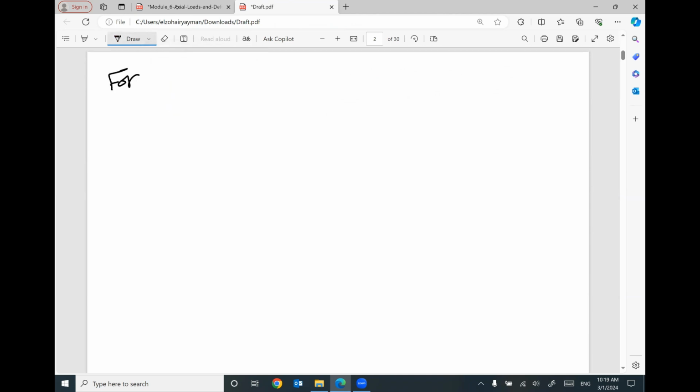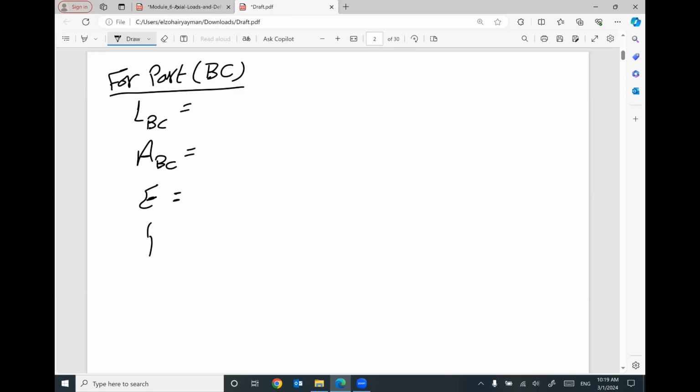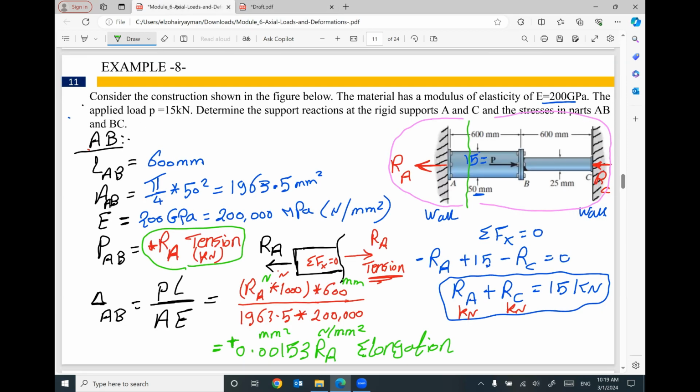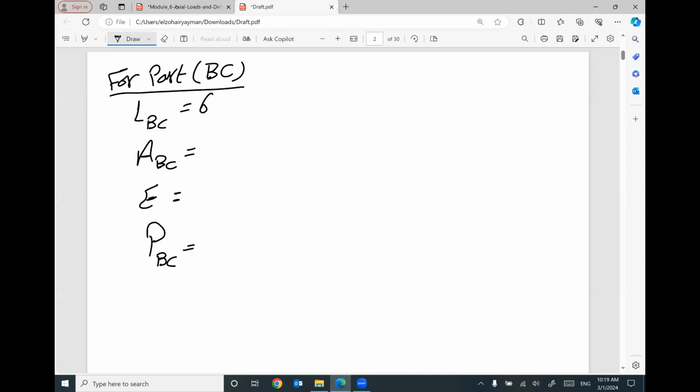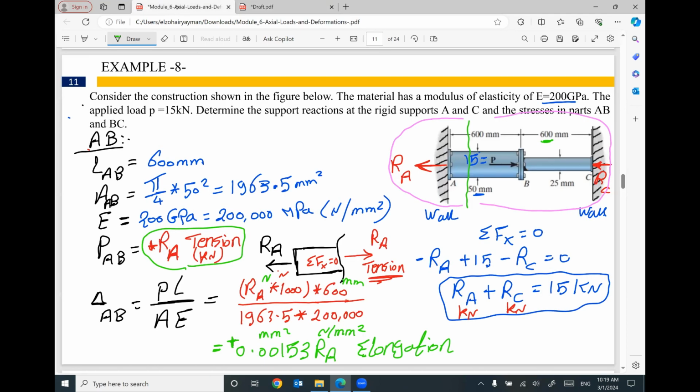For part BC, what is the length of part BC? What is the cross-section area of part BC? What is the Young's modulus of part BC? What is the applied force in part BC? The length of this part BC also equals 600 millimeter. The diameter of part BC is 25 millimeter.